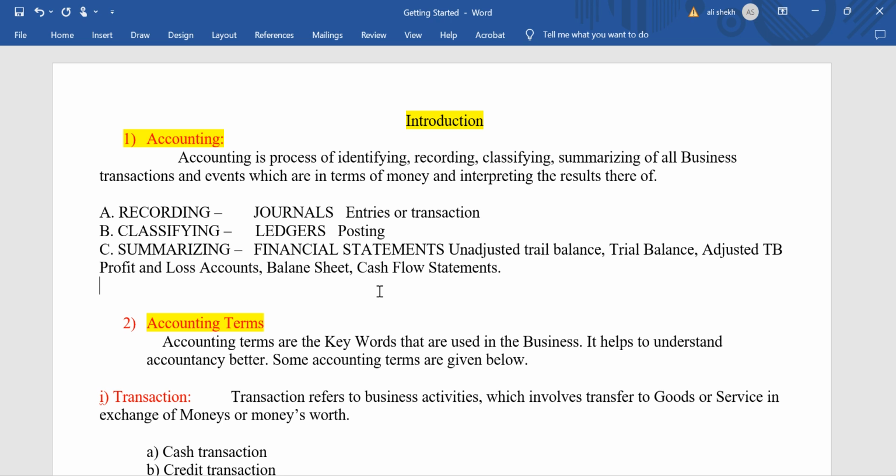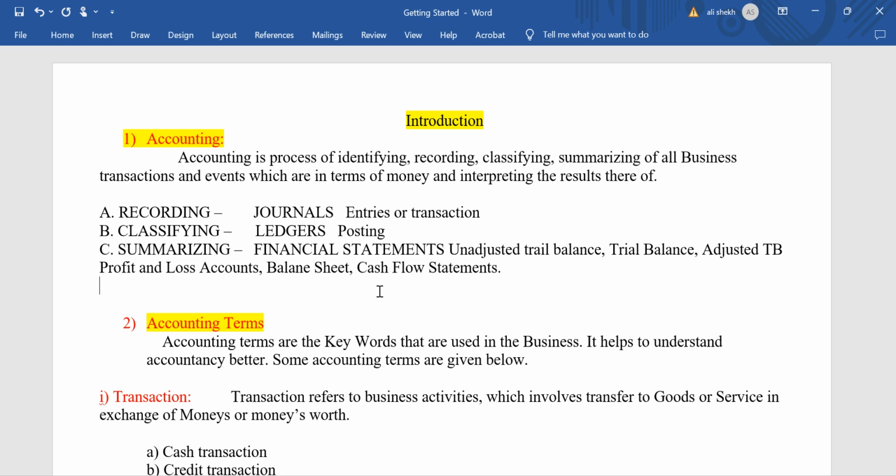So first of all, we start with accounting. Accounting is the process of identifying, recording, classifying, and summarizing the business transactions and events which are in terms of money and interpreting the result thereof.